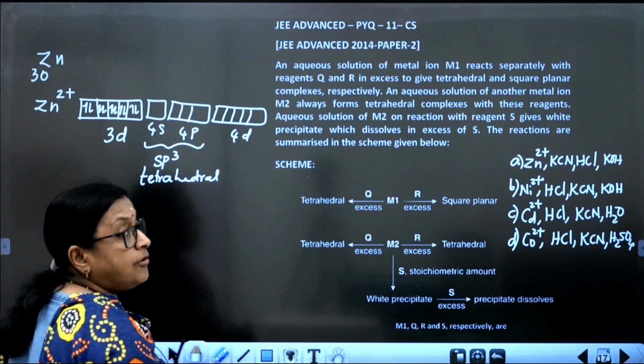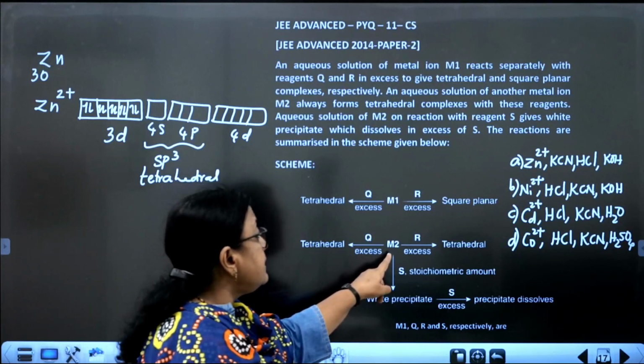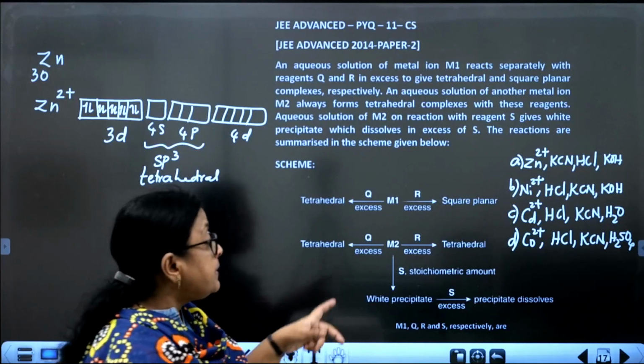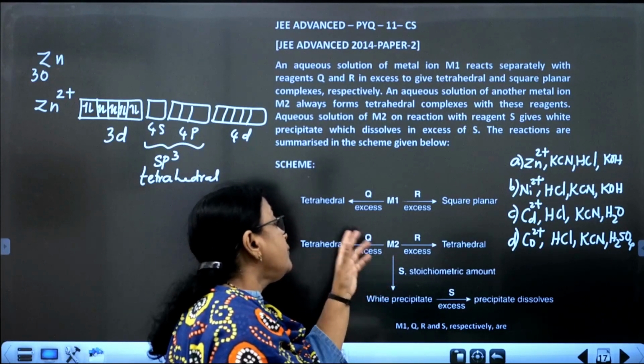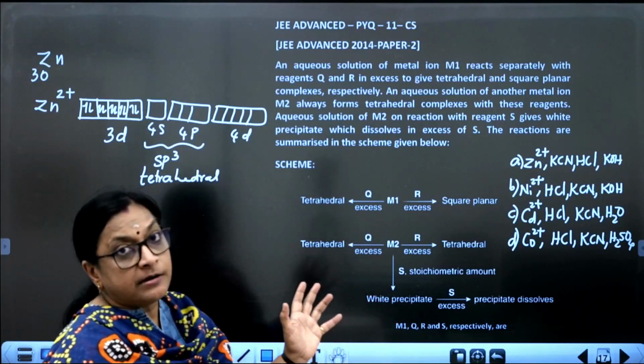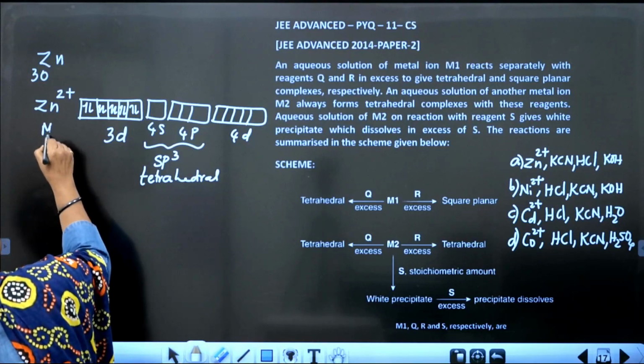If it is tetracoordinated, it should be a tetrahedral complex, and so M2 can be Zn2+ as per this explanation, because it says M2 with either Q or R forms only tetrahedral complexes. So Zn2+ can be M2, that is a possibility.